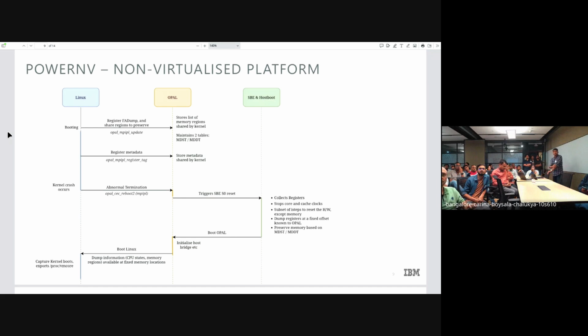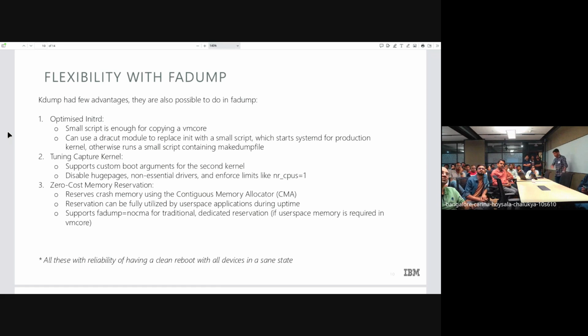There are different terminologies, like MDST and MDDT. Those are the source and destination tables. Those are internal details of how this is handled. This is the flow. This is my last slide.